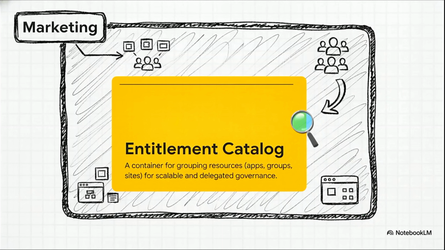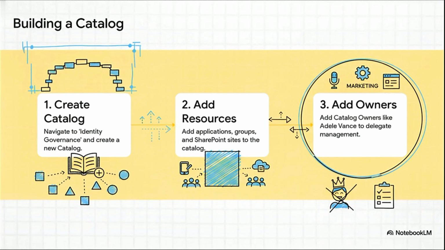So, the solution is to stop thinking about individual apps and start thinking in collections or bundles. That's the whole idea behind an entitlement catalog. It's just a container where you group all the resources a specific team needs. So, for example, a marketing catalog can hold all their apps, their SharePoint sites, and their groups, all in one neat, manageable package. And building one is pretty straightforward. You create a catalog, you add the resources, and then, and this is the real game changer, you assign owners.